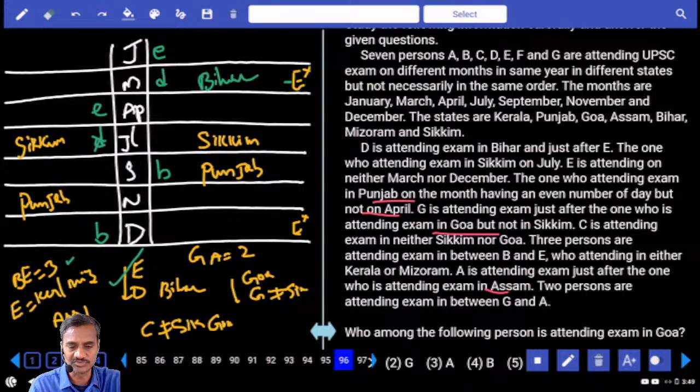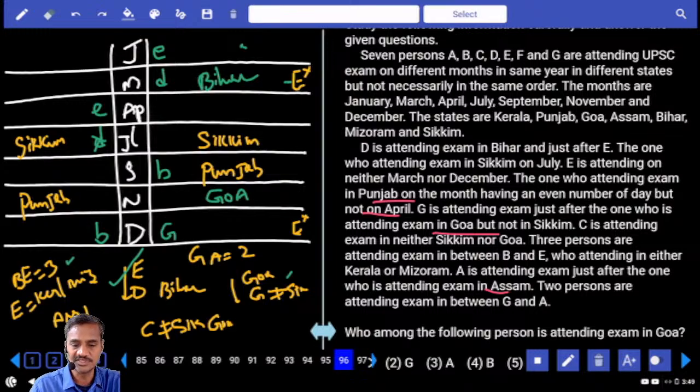Fine. Next one. Goa and G are adjacent to each other. Where can I have Goa? Goa cannot be here. If Goa is here, then G is here, but G is not from Sikkim. Hence Goa cannot be here as well. And Goa cannot be at the last place. Goa must be here, and G is immediately after Goa.